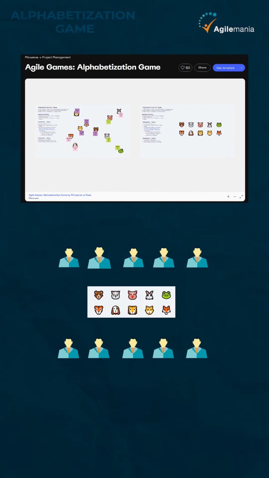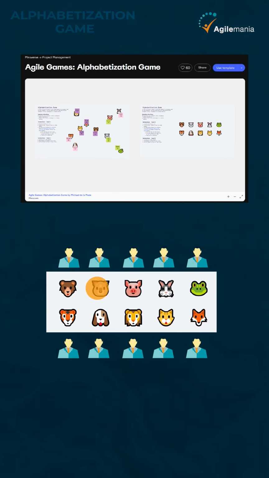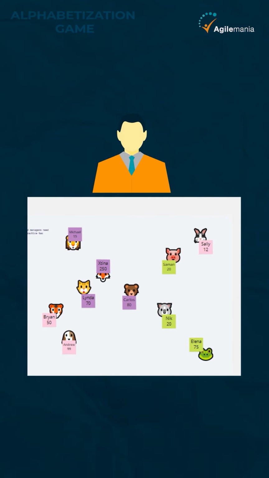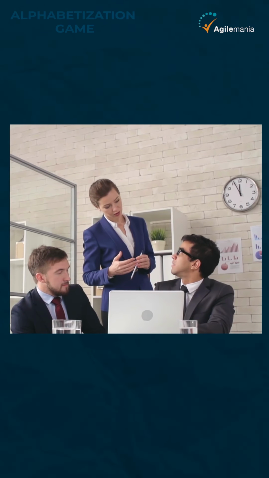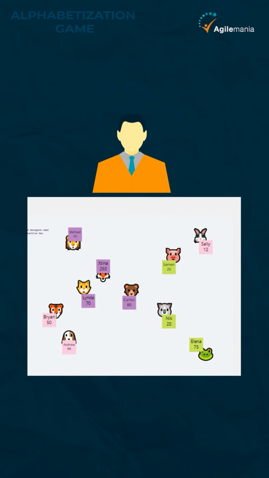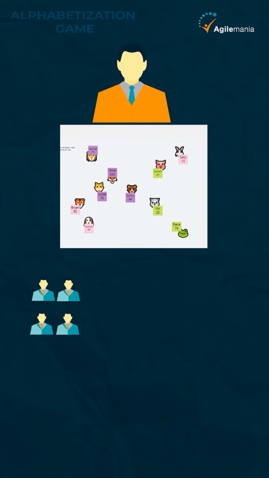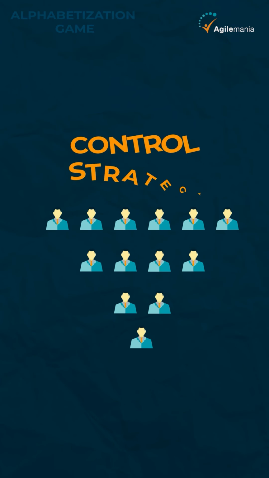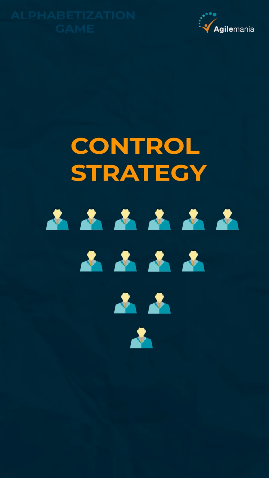On a Miro board, each team member will select one of the available animal icons to represent them. The goal of this game is to organize team members based on different criteria. Only the boss is allowed to rearrange the icons, and team members can only speak if the boss asks them a question. The boss will arrange all of the team member icons based on their team members' current physical distance from their office. Once you've tried it that way, your team moves into the next control strategy.